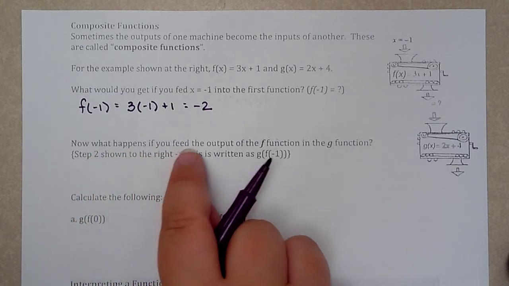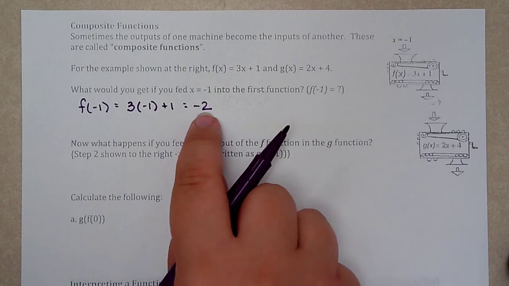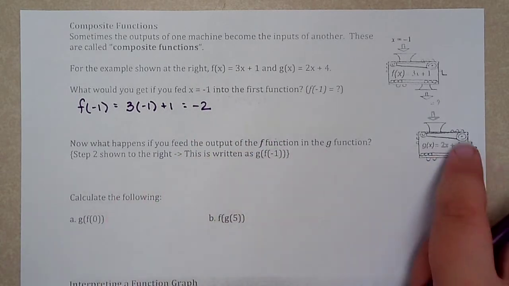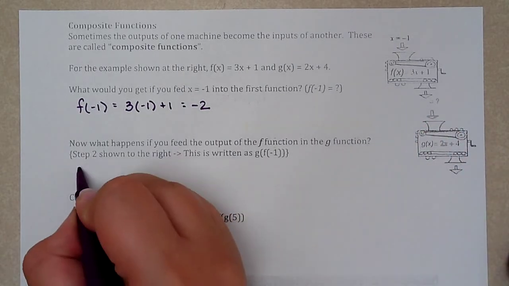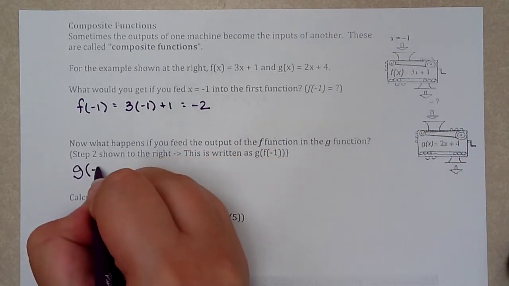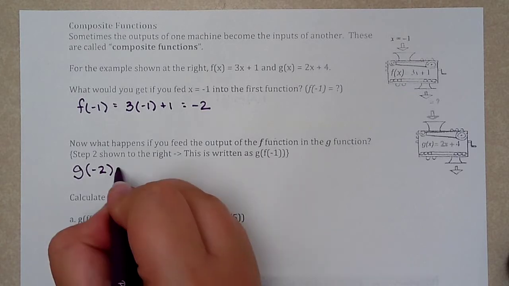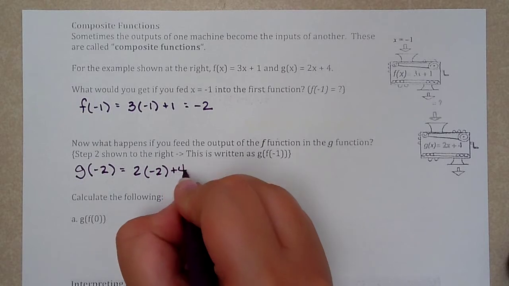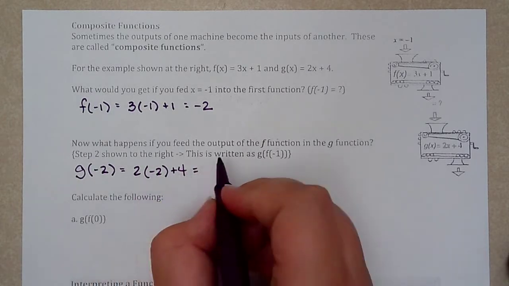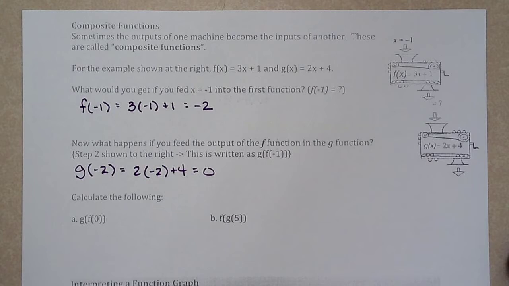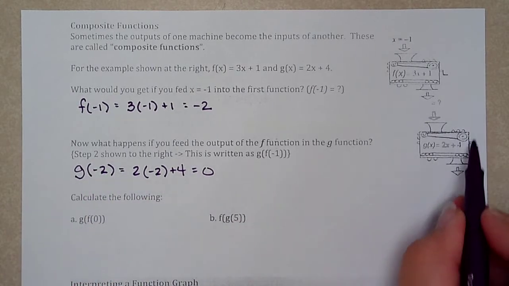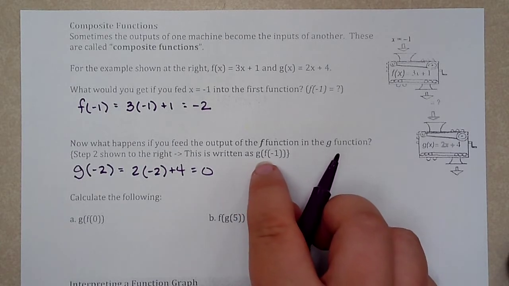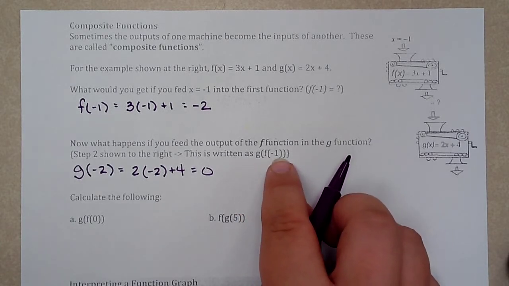Now what happens if you feed the output of the f function, that's what we just got, into the g function? So if we plug that in here, meaning if we say g of my output, which was negative 2, plug it in so it's 2 times negative 2 plus 4 equals, so this would be negative 4 plus 4, or 0. So step 2 is shown right here. This solution is written as g of f of negative 1.